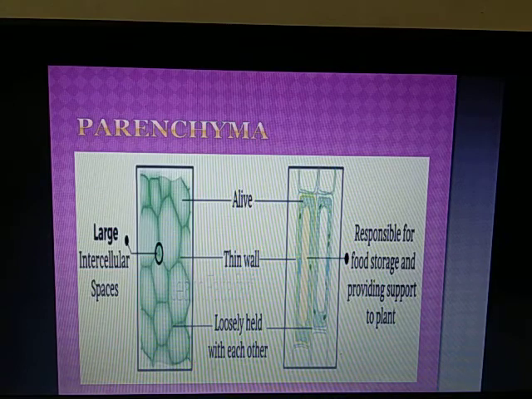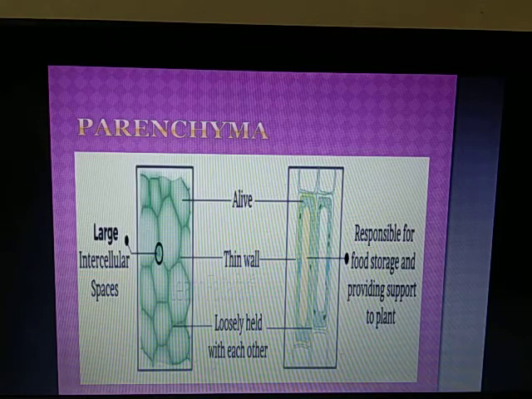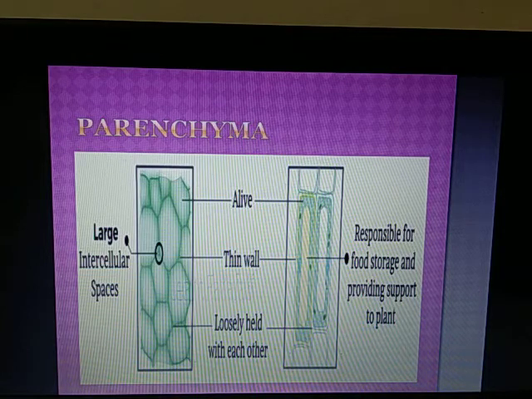Now where do you find parenchyma? It is present in the whole body, the lower part and the soft organs of the plant, where they are loosely packed. They are also present in storage organs like leaves, fruit pulp, etc. So these are the places where the parenchyma is present.